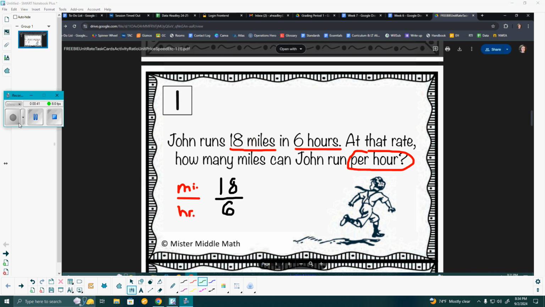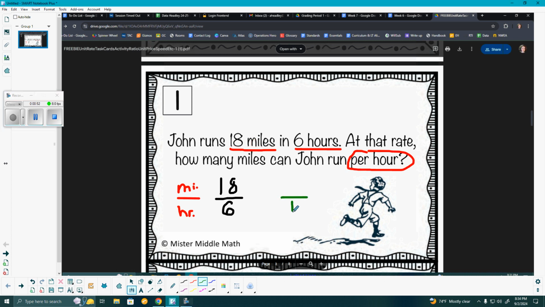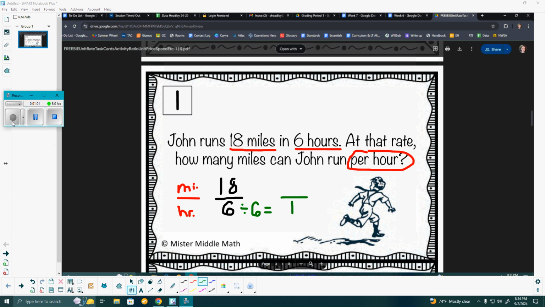So right off the bat, I know I'm comparing 18 miles to 6 hours, and I'm trying to find out how to get the amount of miles that John can run per 1 hour. So to go from 6 to 1, I know that I'm going to have to divide by 6. Because I divided one thing by 6, I have to divide the other thing by 6.